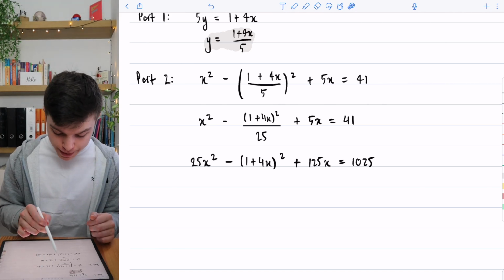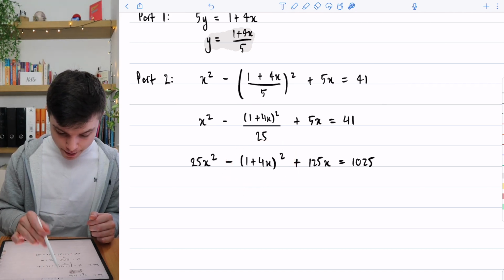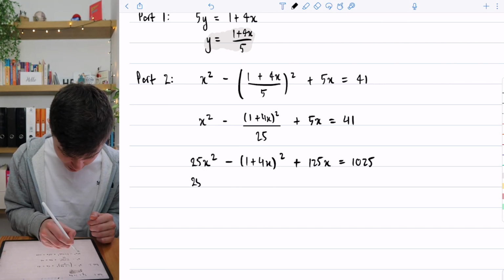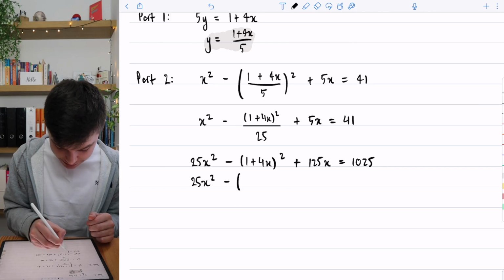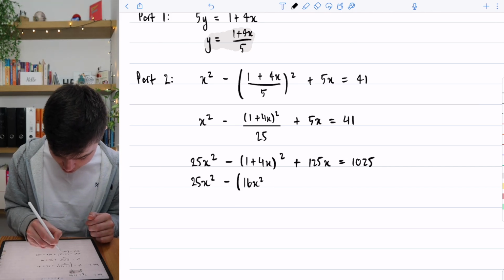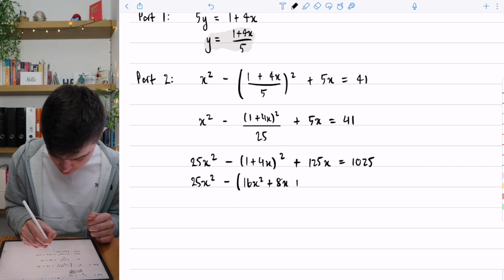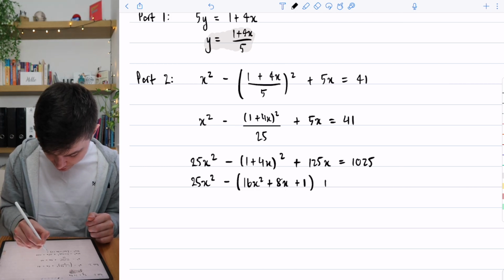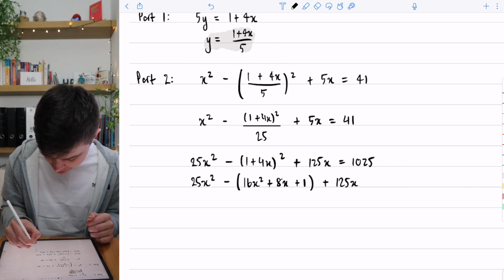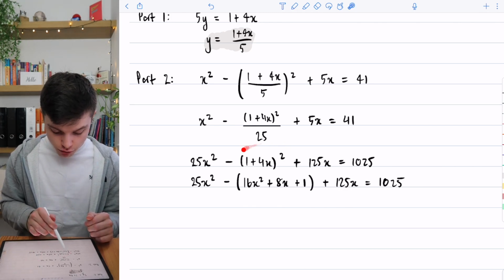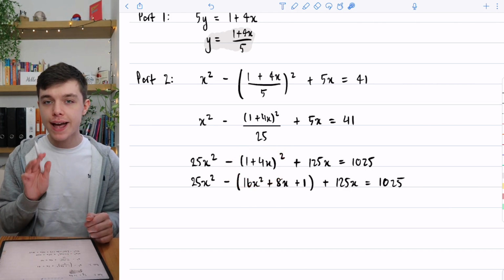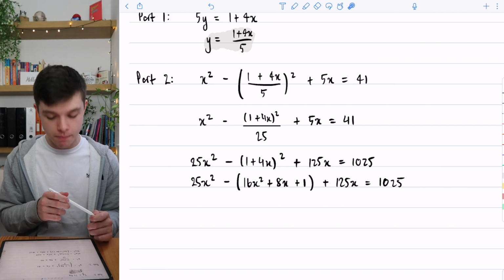So I'm going to expand this bracket here. To do that, I'm going to have 25x squared minus, and then let's expand the bracket. So I'm going to have 16x squared plus 8x plus 1. And then plus 125x is equal to 1225. If you're unsure of how to expand this bracket, have a look at another video on my channel.